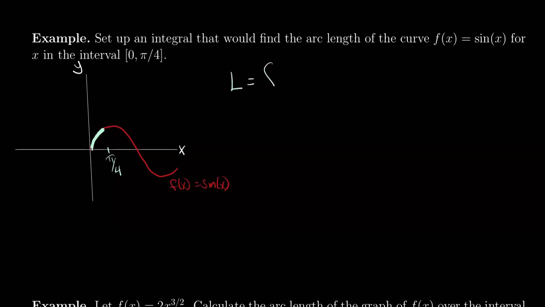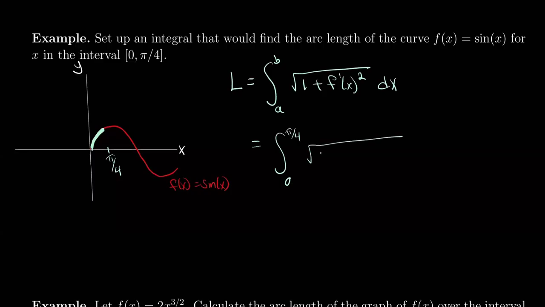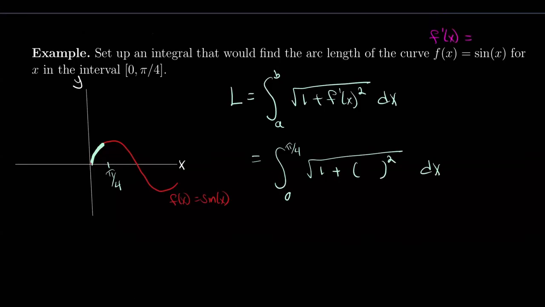And what do we know? We know the length is the integral from a to b of the square root of 1 plus f prime of x squared. So the integral from 0 to pi over 4 of the square root of 1 plus the derivative squared dx. So maybe you know the derivative off the top of your head. Maybe you're going to need to use some simplification rules that you've learned in Calc 1. Perhaps you will need a product or a quotient or a chain or any kind of rules.